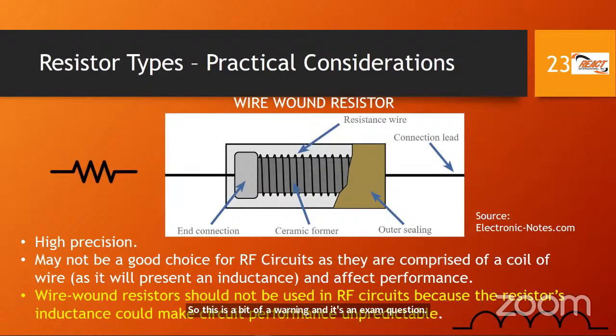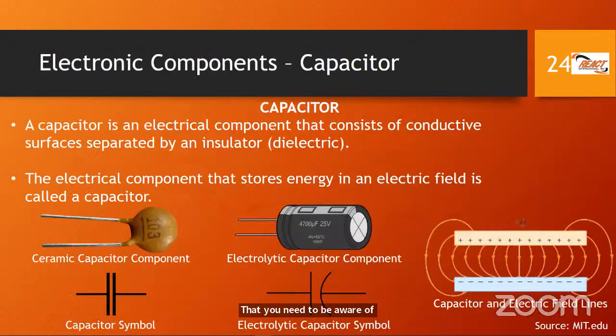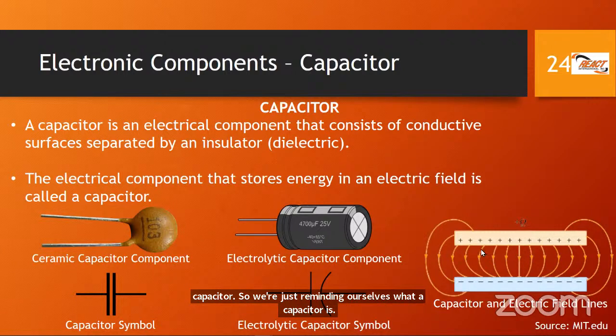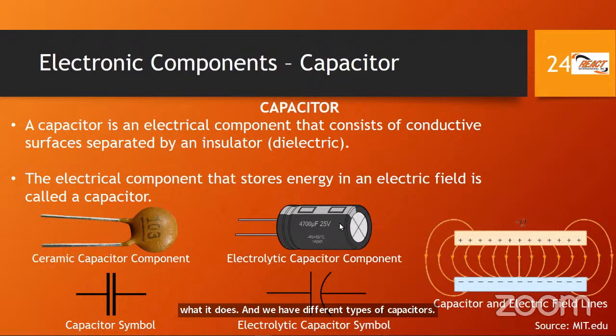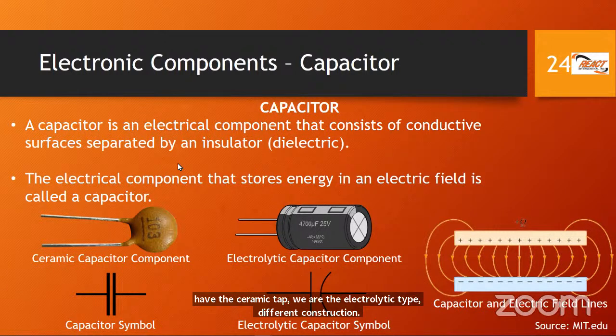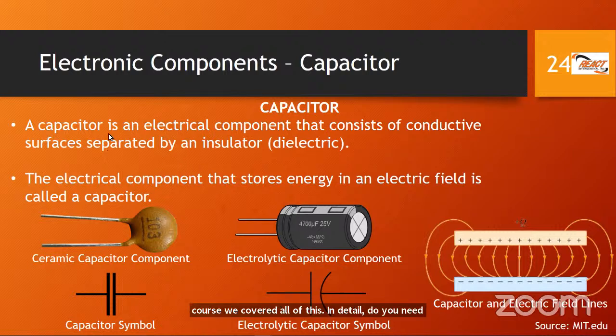All right, so we dealt with inductors. Let's come to capacitors. So we're just reminding ourselves what a capacitor is, right? It stores energy in an electric field. That's what it does. And we have different types of capacitors. We have the ceramic type, we have the electrolytic type, different construction. And of course, we have the different symbols. So of course, we covered all of this in detail during the technician class, but we're just reminding ourselves what a capacitor is because we're going to deal with some properties of capacitors.